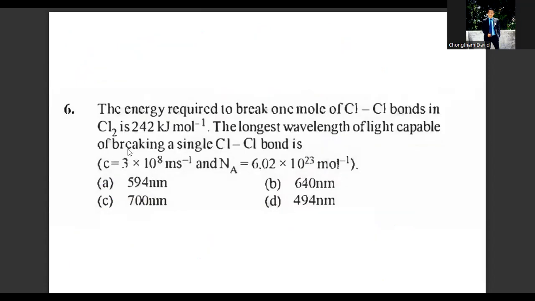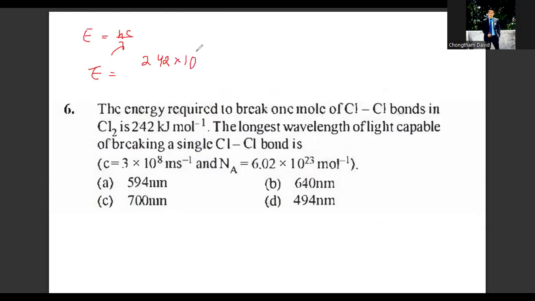Let's read question number 6. The energy required to break 1 mole of chlorine-chlorine bonds in chlorine molecule is 242 kilojoule per mole. The lowest wavelength of light capable of breaking a single chlorine-chlorine bond is. So energy required to break 1 mole of these chlorine-chlorine bonds can be written as energy equals to hc by lambda. So multiple questions are asked in the NEET exam based on Planck's quantum theory. It may sound simple, but questions can come from this section as well. So this energy I can relate as hc by lambda.